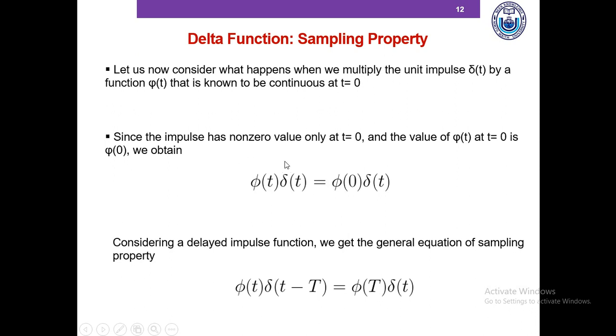Since the delta function has a non-zero value only at t equals 0, and the value of φ(t) at t equals 0 is φ(0), we obtain φ(t) δ(t) is equal to φ(0) δ(t). Because for all the other time points, δ(t) is 0, so 0 times signal amplitude is 0. So they don't count. If we consider a delayed delta function, we get the general equation of the sampling property as shown below: δ(t) φ(t − T) is equal to φ(T) δ(t), where capital T is the delay.